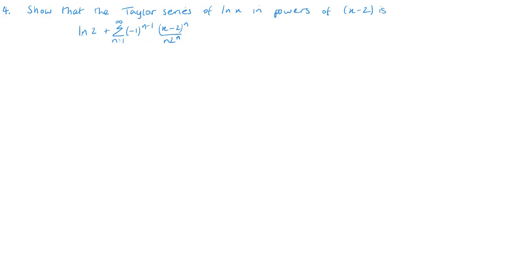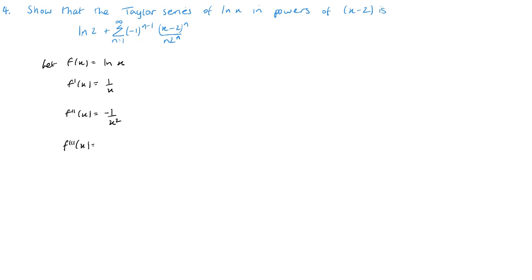Right then, to show this, the first thing we need to do is to differentiate. So let's start with letting f of x equals ln x. Then f dash of x is going to be 1 over x. F double dash of x will be minus 1 over x squared. F triple dash of x is going to be positive.